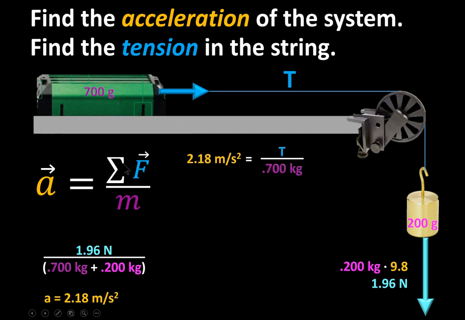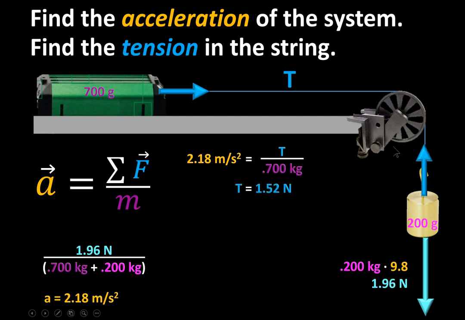You're still using your F equals ma equation. You're just focusing on the top part, not necessarily the bottom part. We know the top part is accelerating at 2.818 because that's what we solved for. But this tension is only being affected by this mass. So we're able to figure out the tension that way.